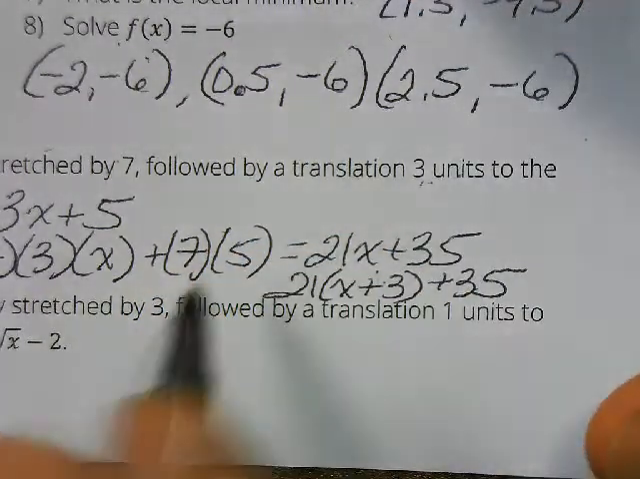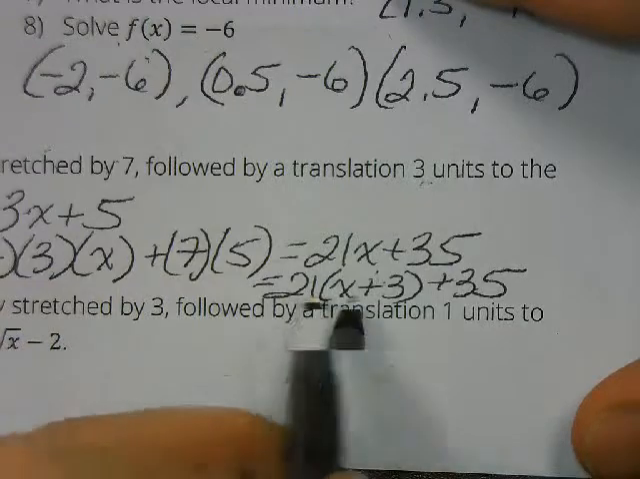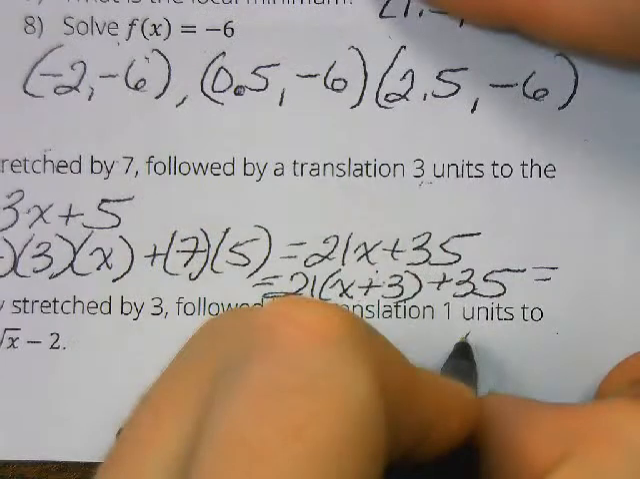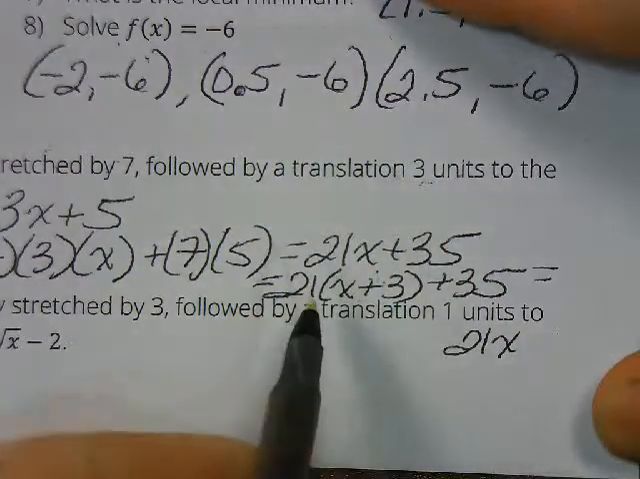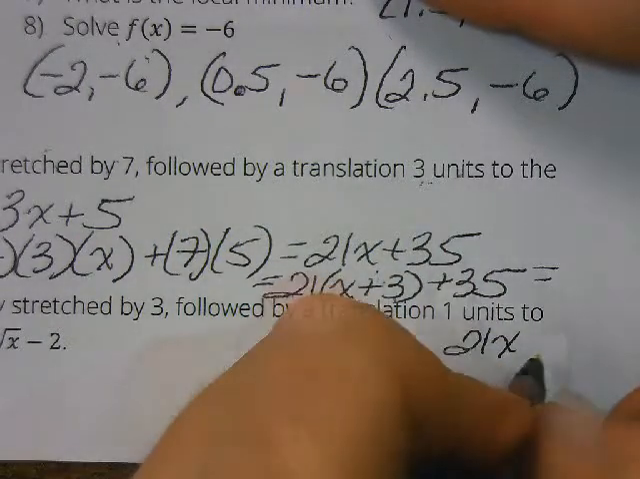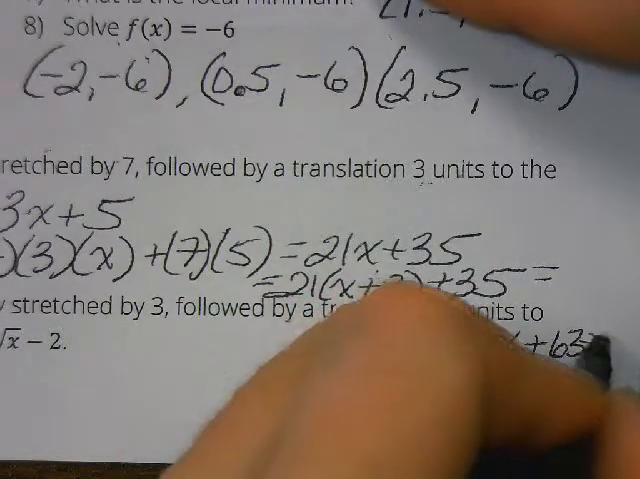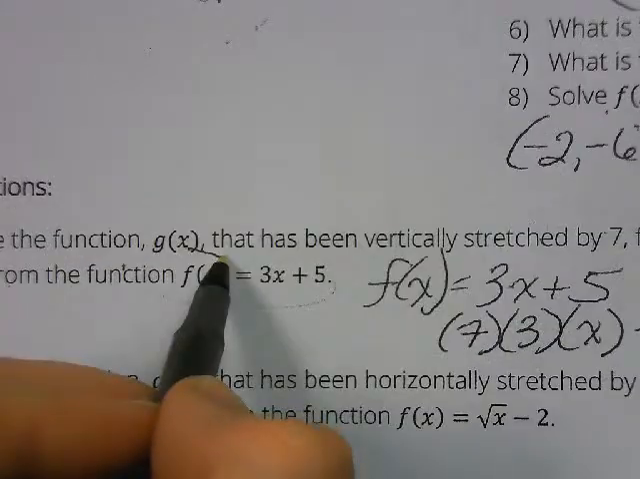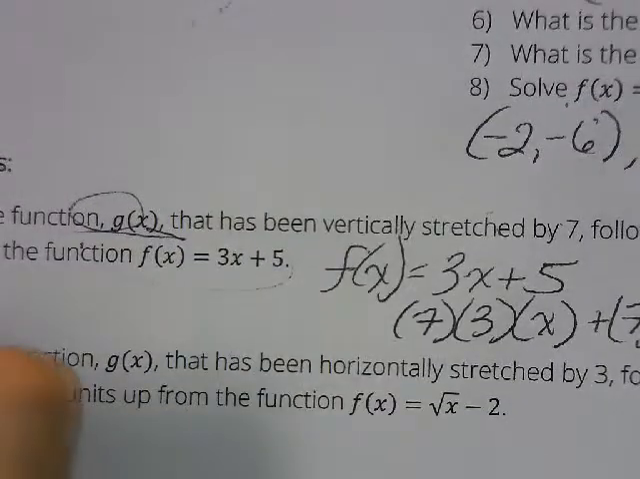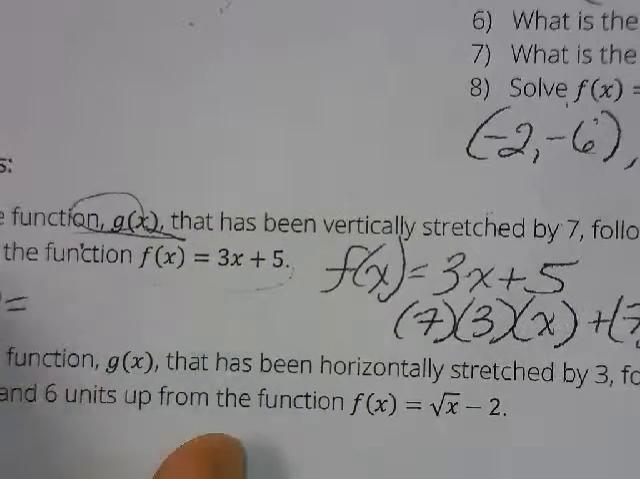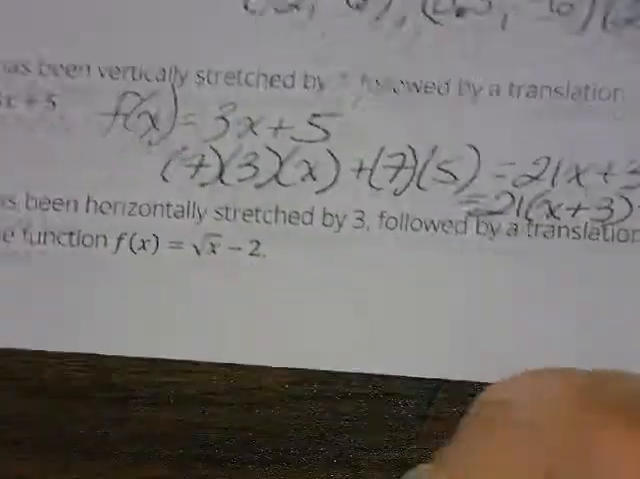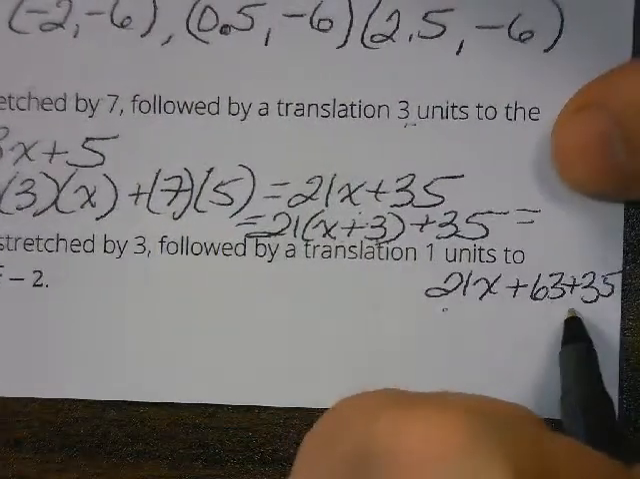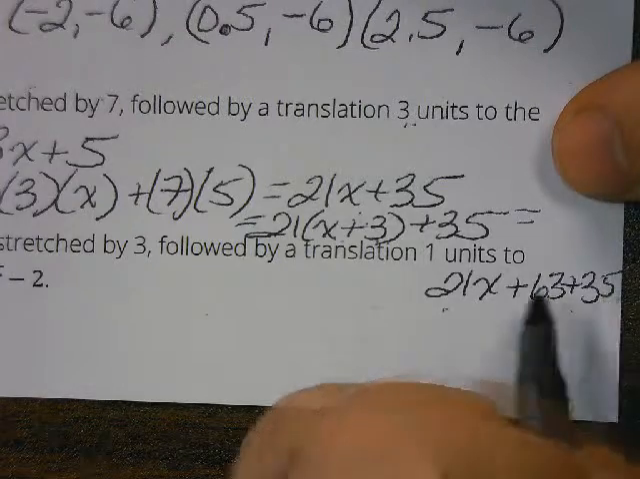Alright, so I can distribute here to simplify. 21 times x is 21x. 21 times 3 is 63, and then plus 35. So my final function is going to be g of x here. So g of x equals 21x plus 63 plus 35, so that's 98. So 21x plus 98.